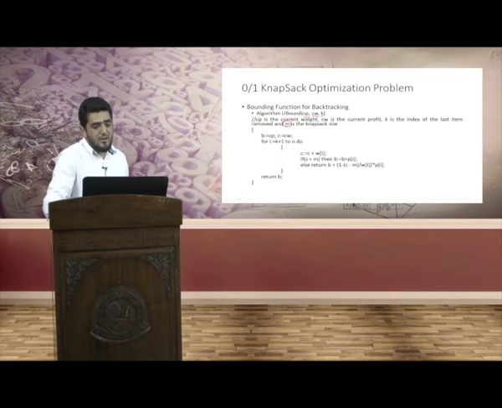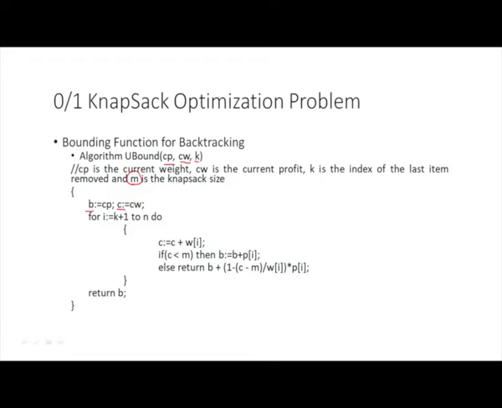So we use some temporary variables here. B stores the current profit, C stores the current weight, and we iterate from k plus 1 to n. So for all the remaining items for which we have to take a decision as to whether or not that particular item needs to be added to the knapsack. So for all those items, we start with i equal to k plus 1. This is basically the greedy method that we are implementing here. So the current weight, which we already saved in C, plus the weight of the k plus 1th item, we save it in C.